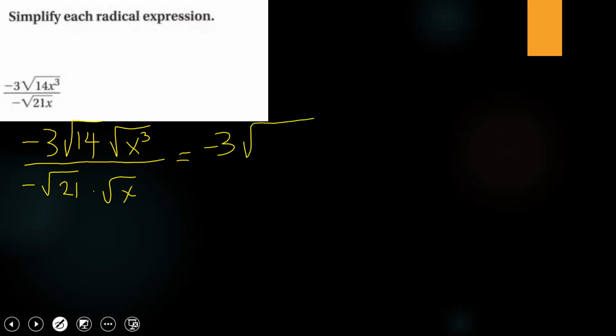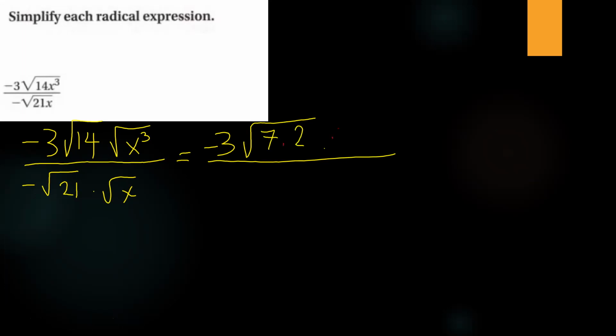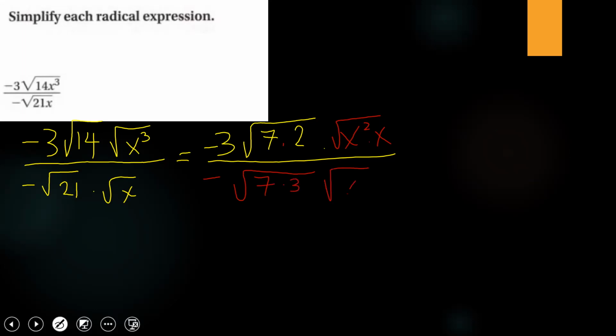14, give me two numbers that if you multiply them, you get 14. 7 and 2. Bravo. So let's write here 3 times 7 times 2, times x cubed, which can be written as x squared times x. Is it right? Yes. Over negative. Now, two numbers that if I multiply them, I get 21. 7 and 3. Bravo. Times square root of x.